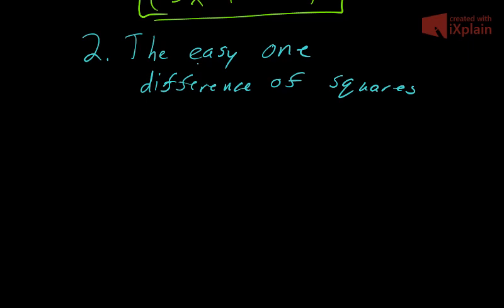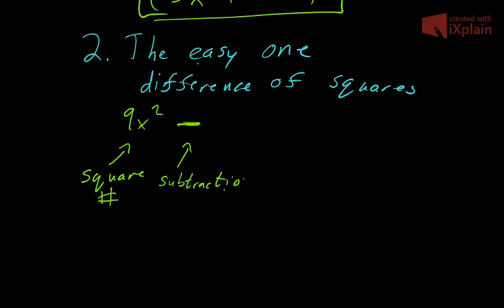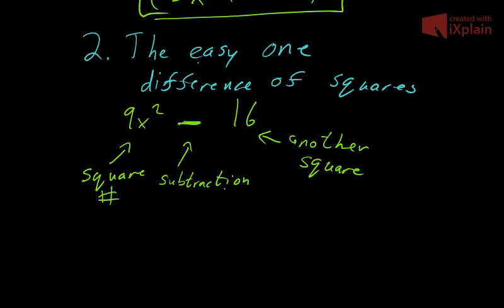to spot. And this is what we're going to do if we see something where we have one square number, like 9x squared, square number. So this is 3x times 3x, so it's a square number. And then a subtraction, which is very important. And then another square number, so we use 16, so another square. And anytime we can see something like this, it's very easy to factor it.